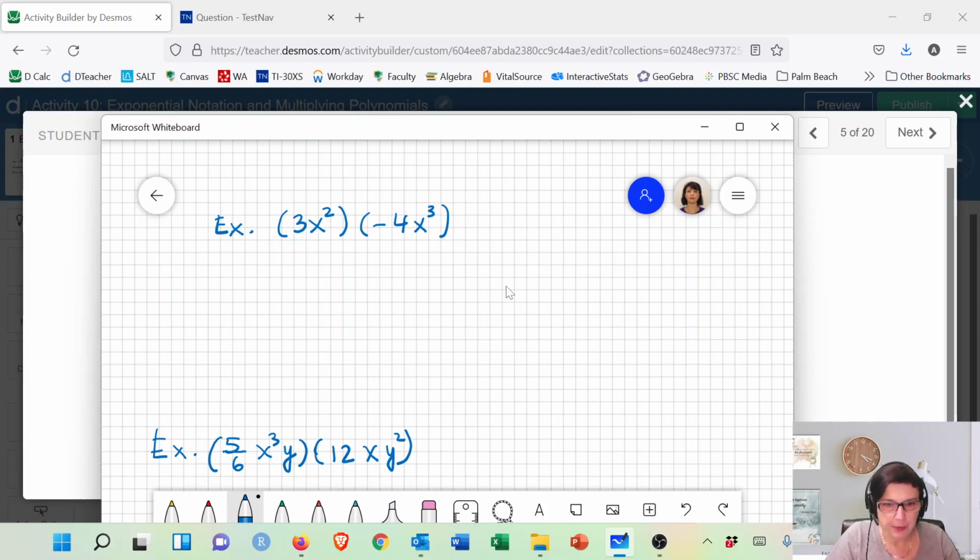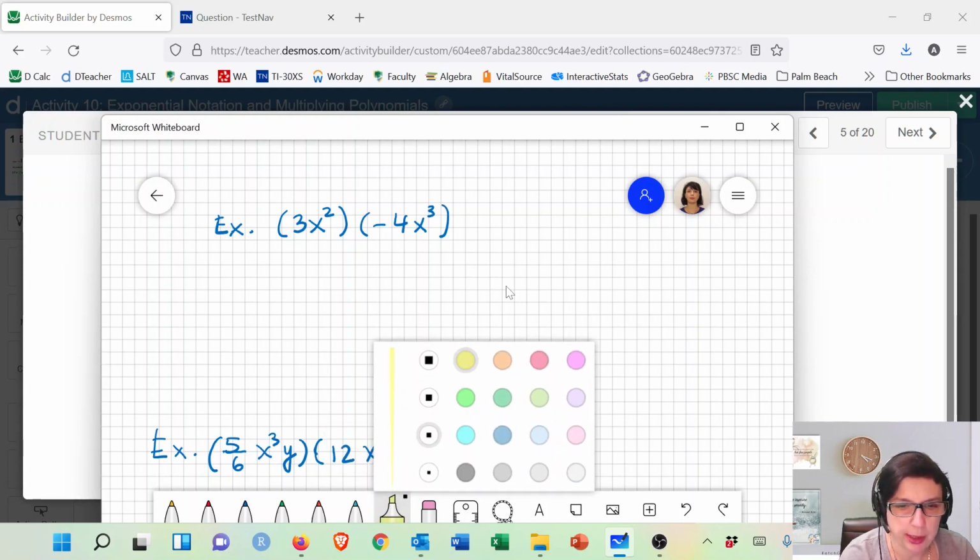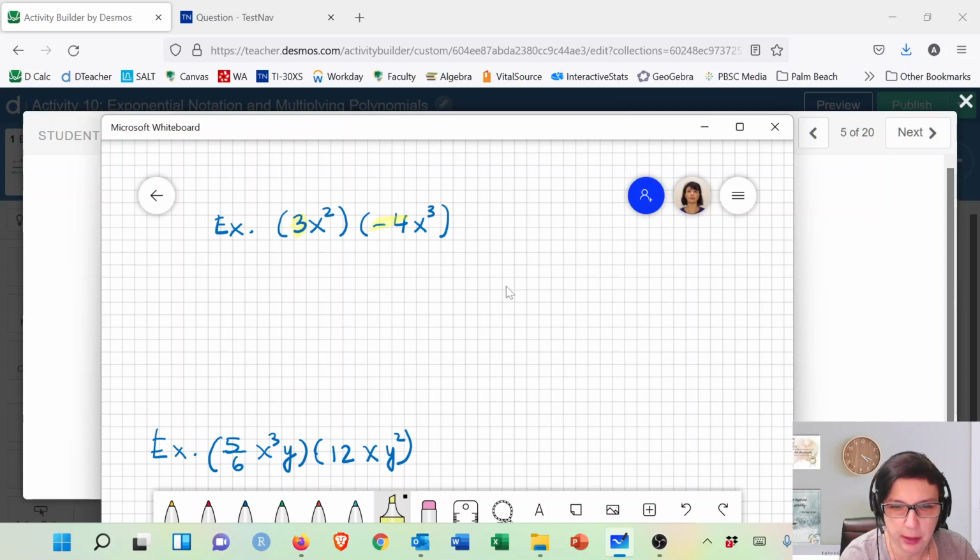So if you want to, for example, simplify 3x squared times negative 4x cubed, what can you do? The first thing you do is identify the numbers and perform the operation on the numbers. So I see the number 3 and the number -4. I can use my calculator to multiply them. 3 times -4, the calculator says that's -12. So I'm just going to put that in the front.